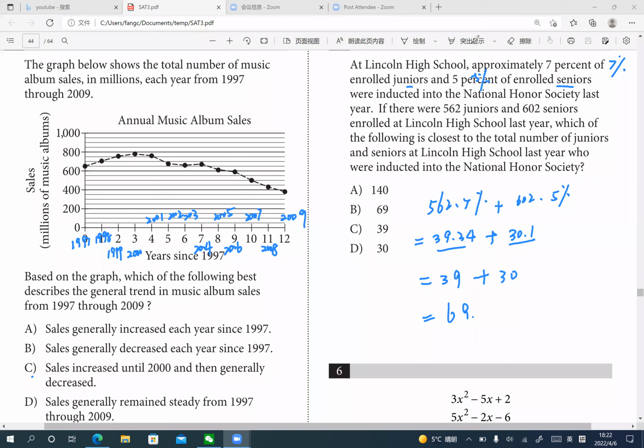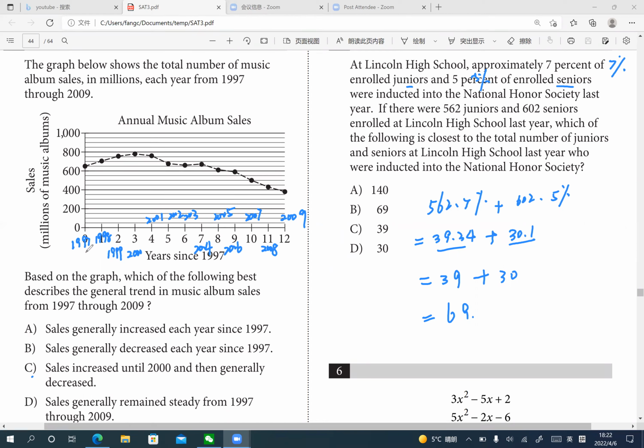The graph below shows the total number of music album sales in millions each year from 1997 through 2009. Based on the graph, which of the following best describes the general trend in music album sales from 1997 through 2009?